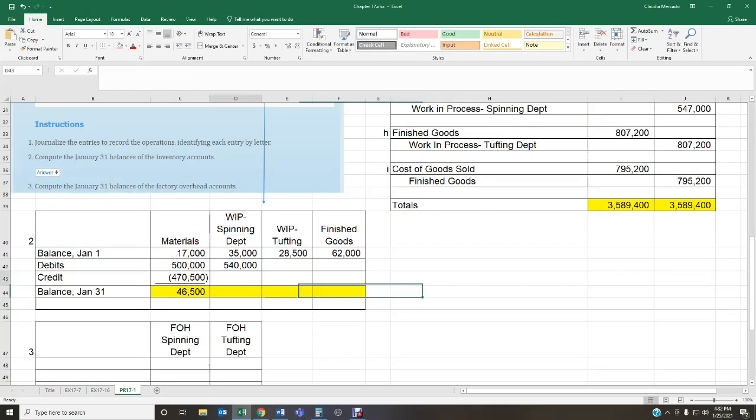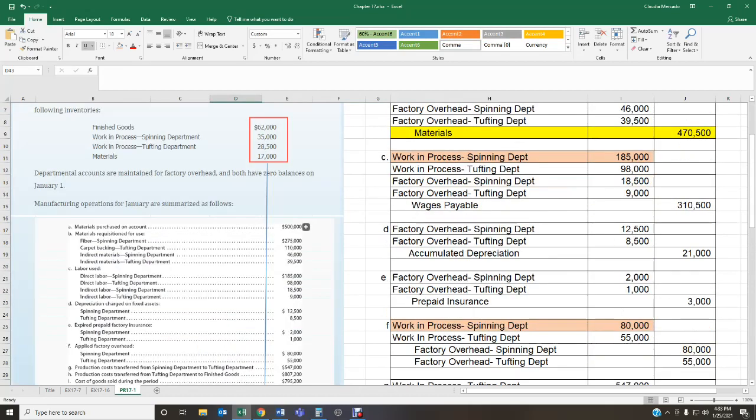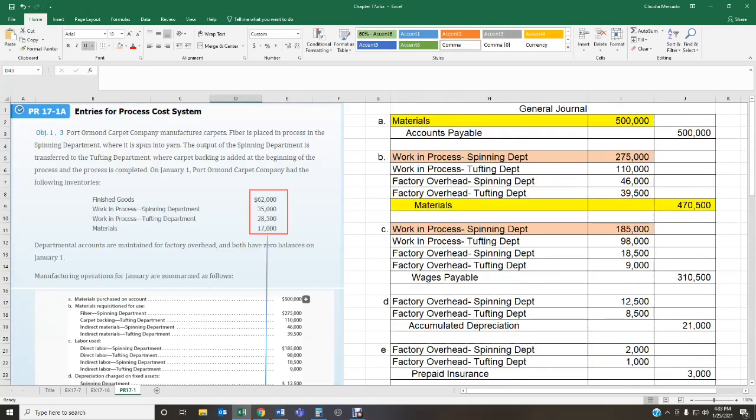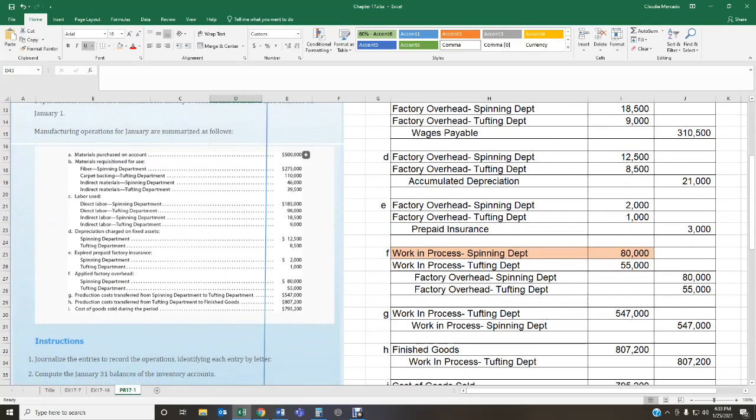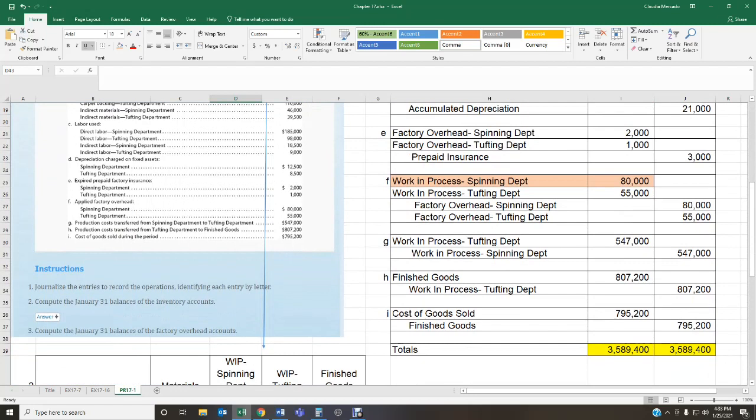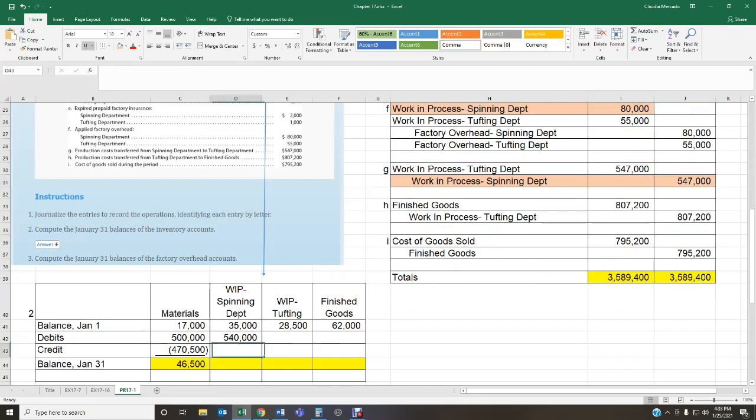Now I'm going to look for my credits. Work in process spinning credits. I've got one credit of 547,000. One credit right there. Okay, so because it is a credit, I'm going to put it in parentheses. So all we're doing is we're going back to our journal entry and we're locating either the debits or the credits, getting a total and entering it in the cell. Okay, that gives me a balance of 28,000.